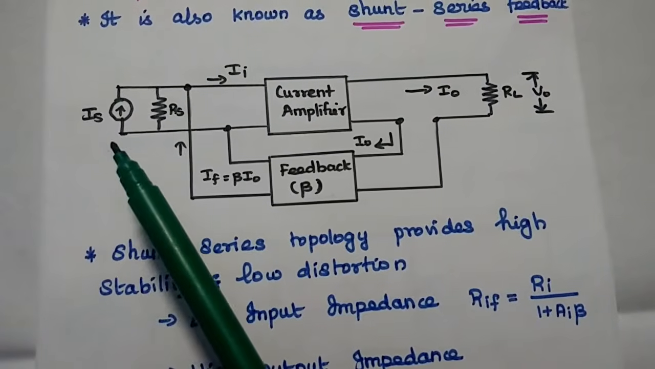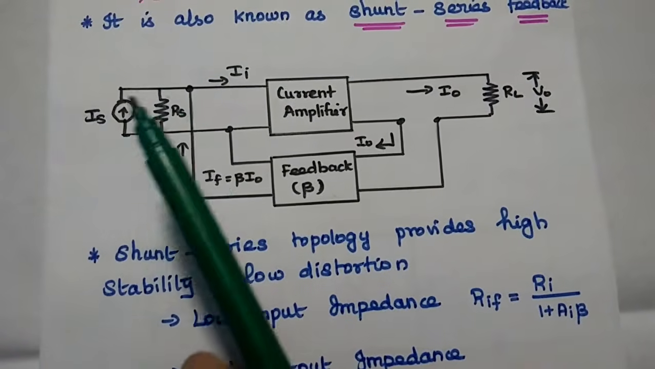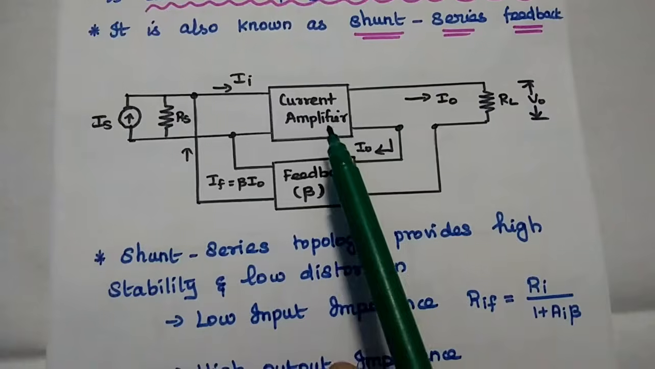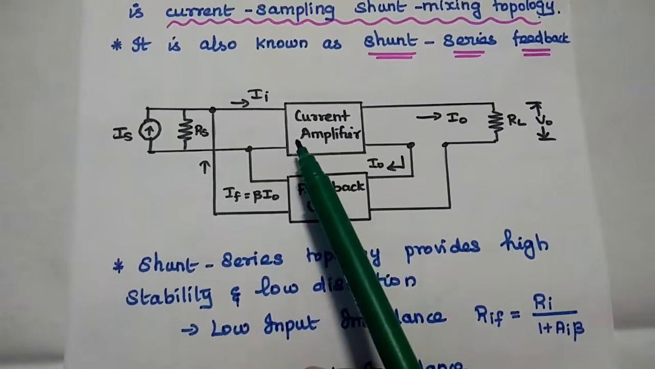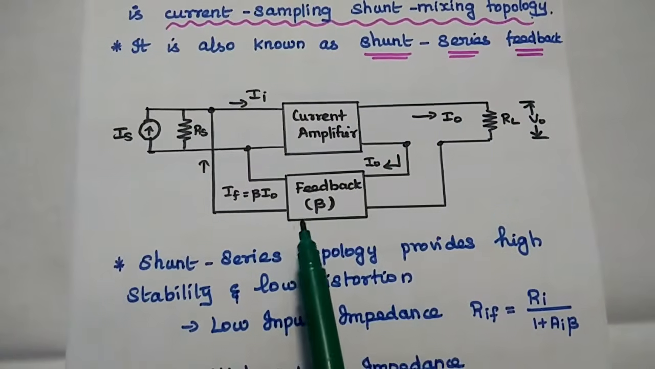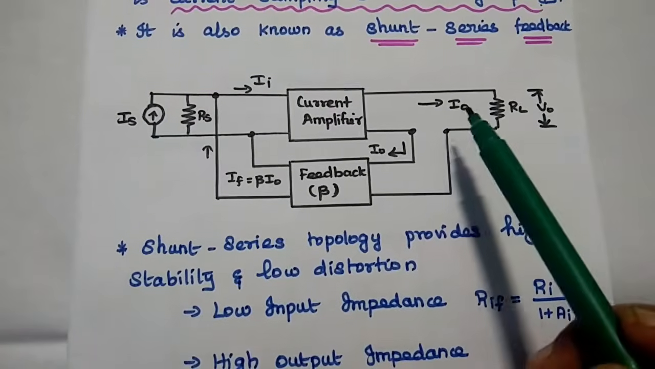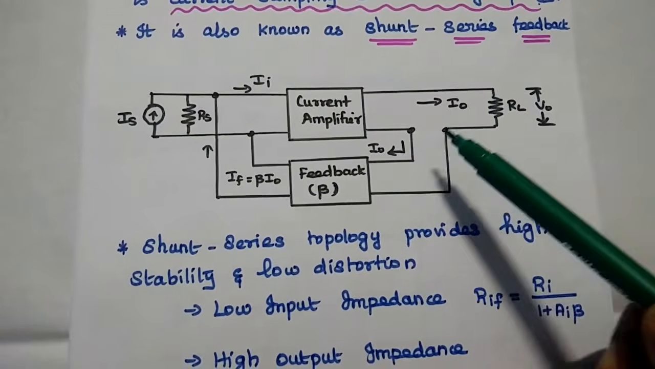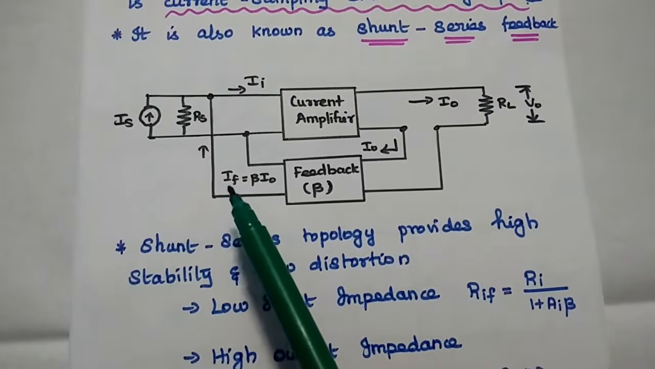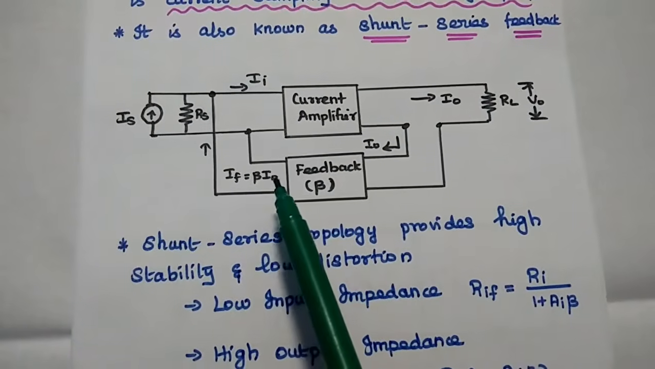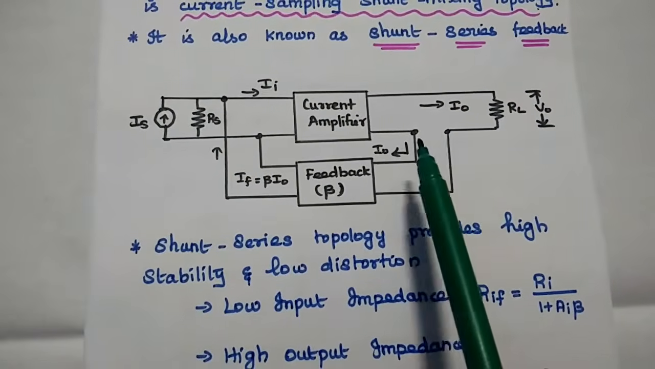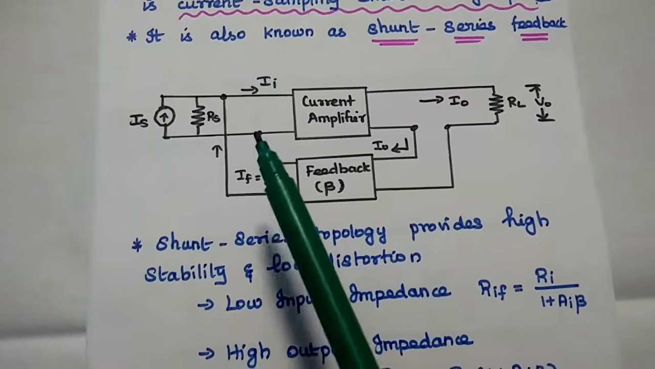Here the input is a current signal, so it can be represented using Norton's equivalent circuit, that is IS in parallel with RS. This is a simple current amplifier. We are going to decrease the input impedance of this amplifier and increase its output impedance by using this feedback connection. So here the output is IO that can be sampled for this feedback network and we can get IF, that is the feedback signal to this current amplifier, that is equal to beta into IO. Do you all understand this circuit? So here current sampling means current series sampling and here we are going to provide shunt mixing.